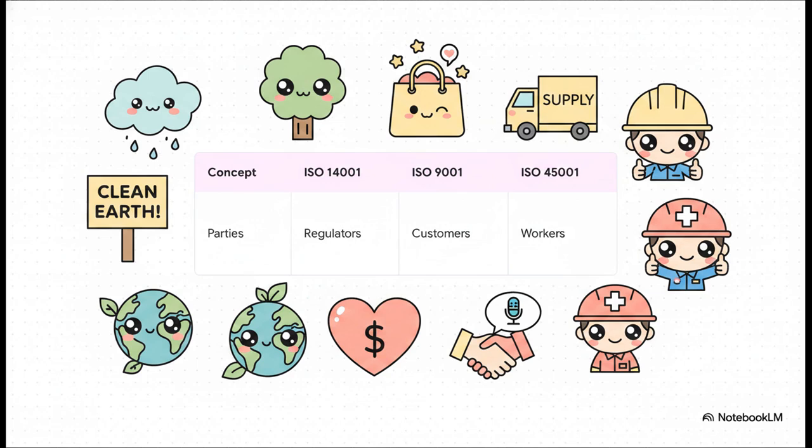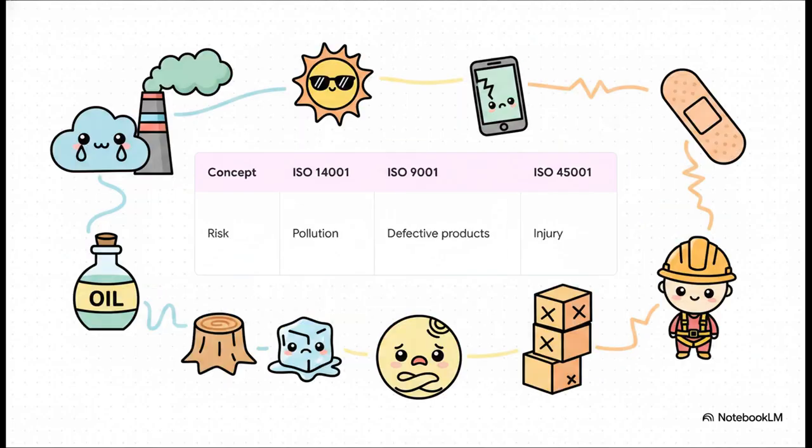Now let's look at interested parties. The audience you need to engage with radically changes depending on the dialect. An environmental auditor using 14001 has to look at regulators, local communities, maybe environmental advocacy groups. But if you're under 9001, you're laser-focused on customers and suppliers. Under 45001, those interested parties are the workers, unions, and health authorities. The definition literally dictates exactly who you need to interview. And, oh man, then there's risk.